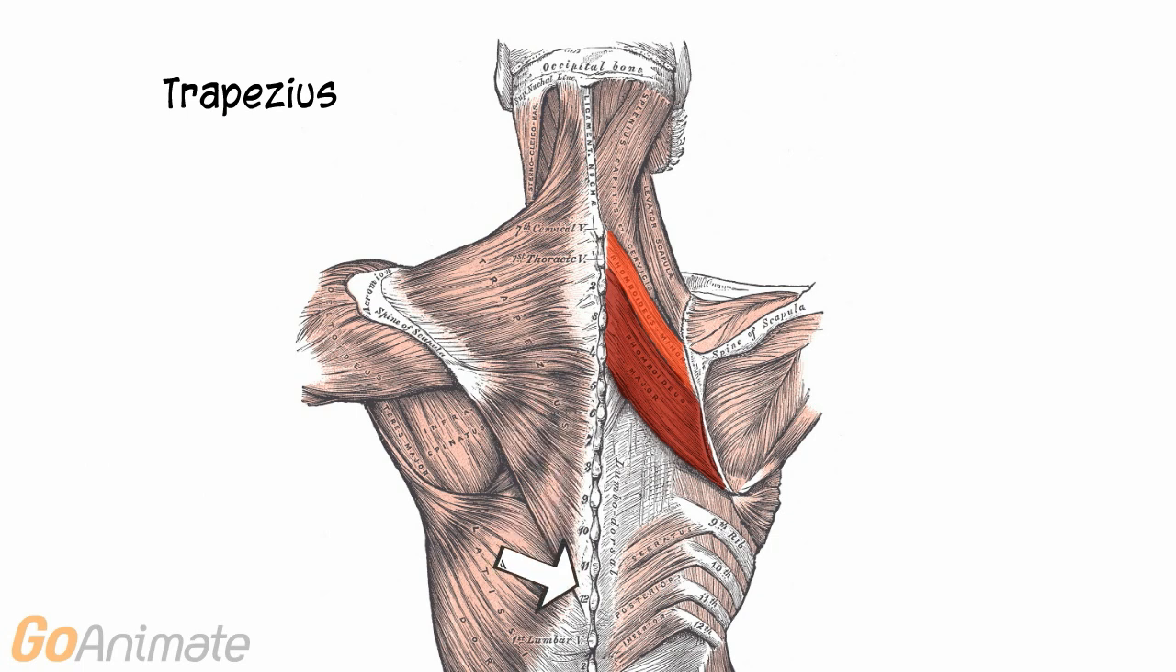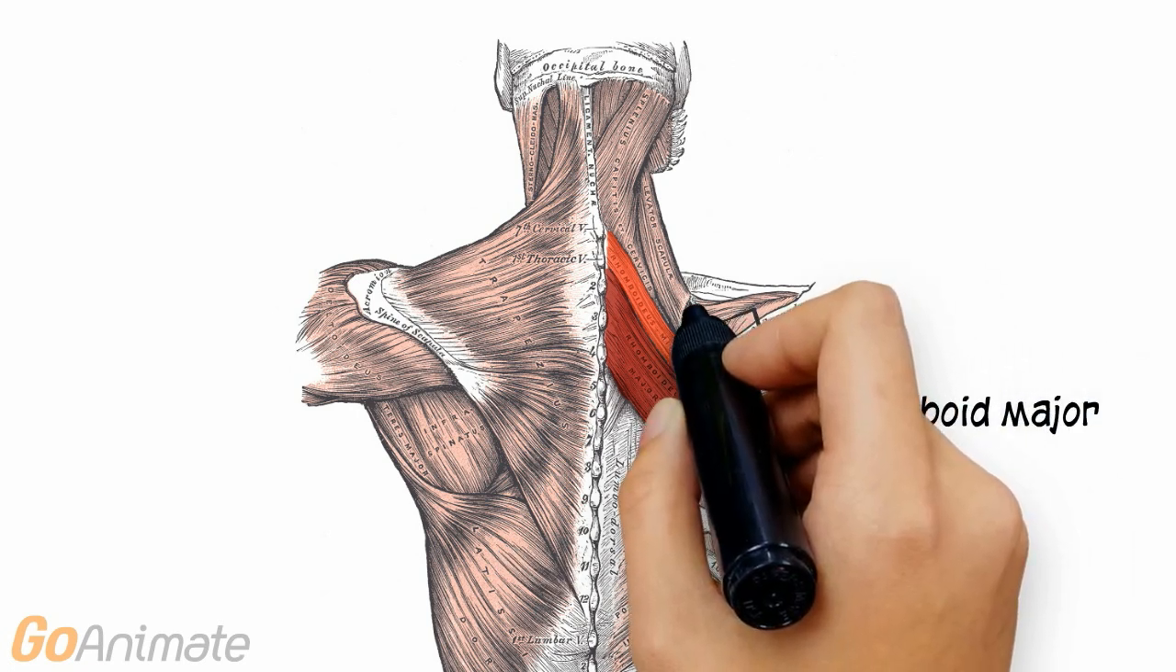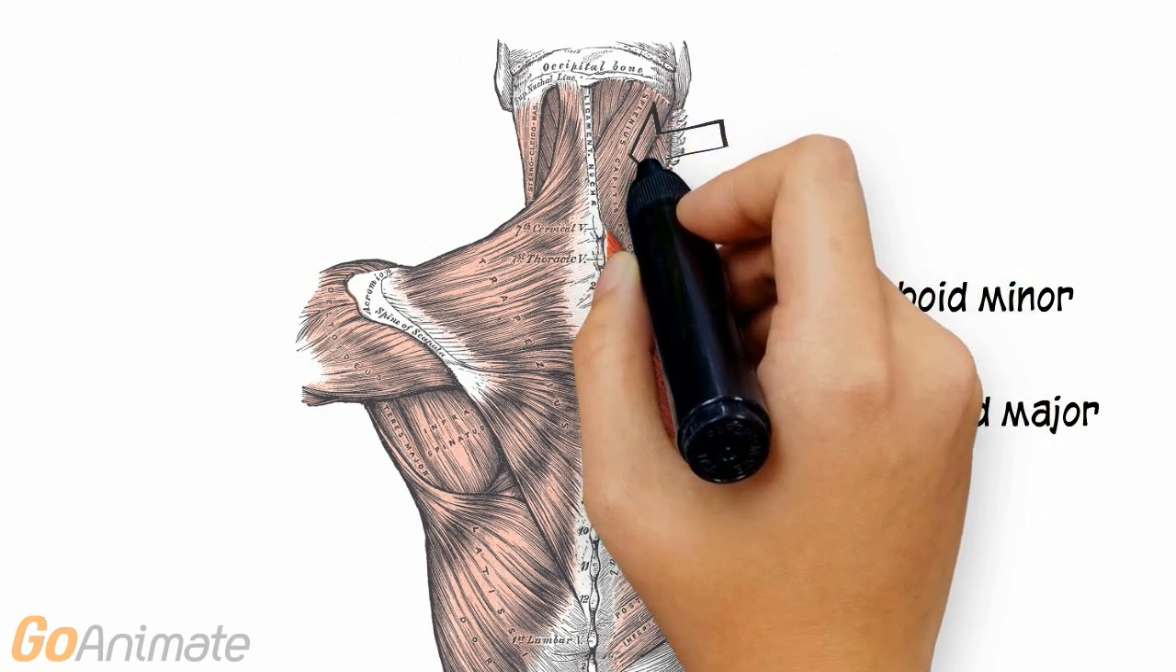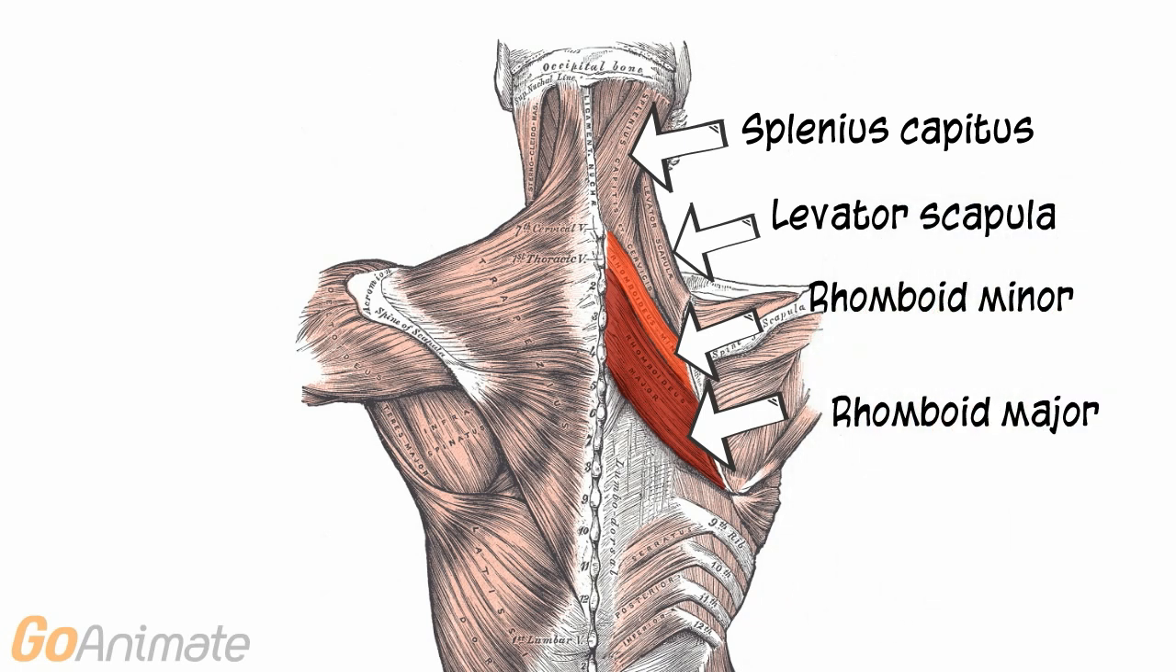The trapezius muscle is a large superficial muscle in the back. It extends to the spine of the scapula and to about the 12th thoracic vertebra. The trapezius is removed on the other side, so we can see the rhomboid major and minor, splenius capitis, and levator scapulae.